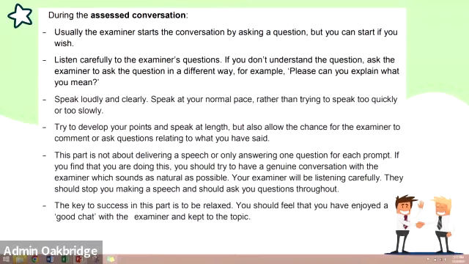Please remember, the key to success in this part is to be relaxed. In your speaking test, you must be relaxed throughout the whole test. You should feel that you have enjoyed a good chat with the examiner. If you think you had a good chat and managed to have a good conversation, then you just need to know that you did a good job. Like I said, it's not about how much you know about the topic, but more about how well you develop the conversation. That is the purpose of your speaking test.